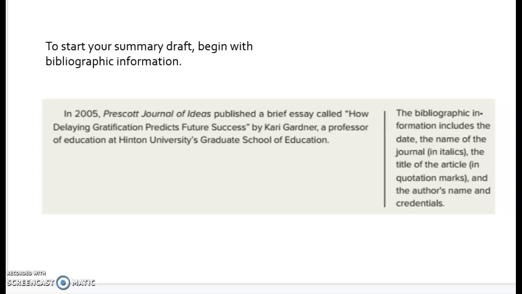So the first sentence of your summary is that bibliographic information. In 2005, Prescott Journal of Ideas published a brief essay called How Delaying Gratification Predicts Future Success by Carrie Gardner, a professor of education at Hitton University's Graduate School of Education. That gives all the bibliographic information that your audience needs to know.